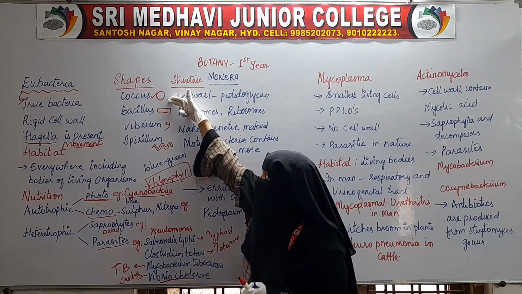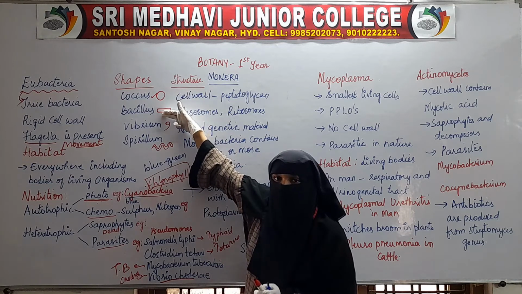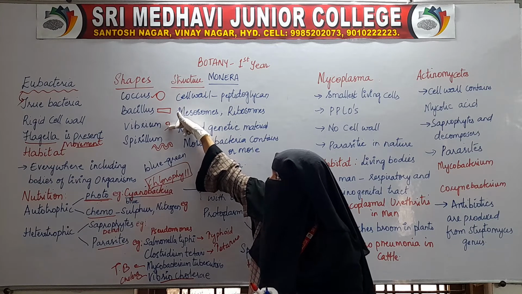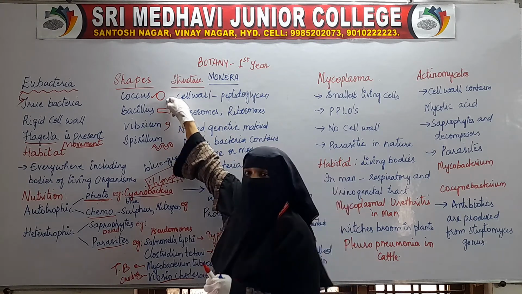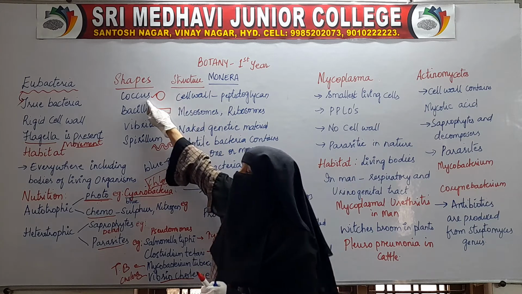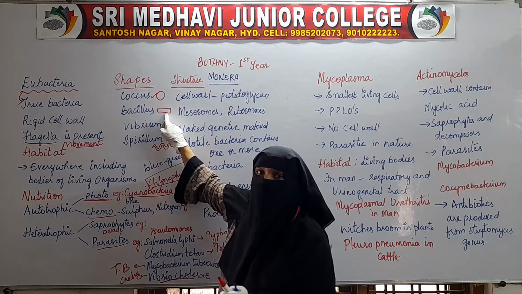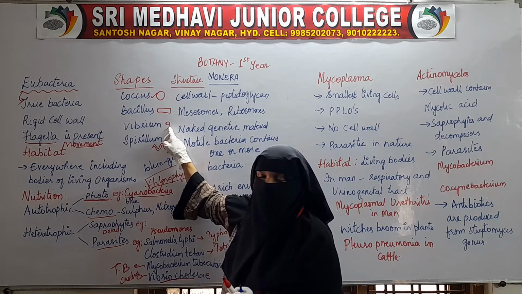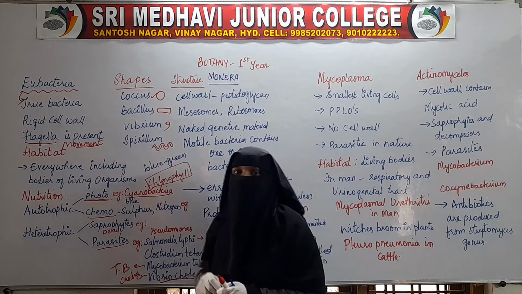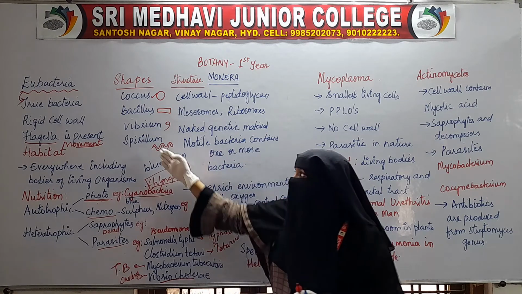The Eubacteria can be found in four different shapes: spherical, rod or cylindrical, comma shape, or spiral shape. The spherical shape Eubacteria is called coccus. Rod shape Eubacteria is called bacillus. Comma shape Eubacteria is called Vibrio. Spiral shape Eubacteria is called Spirillum.